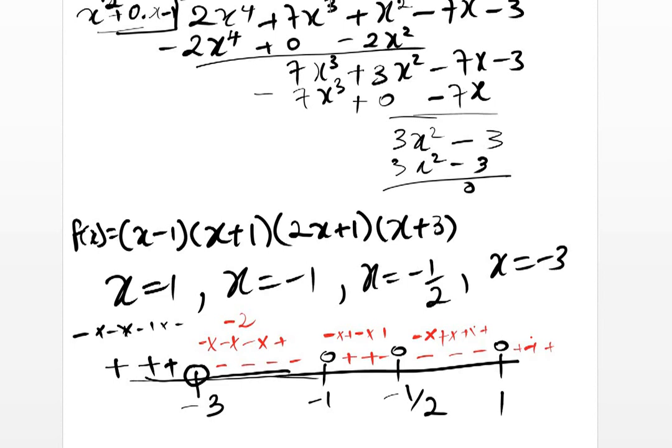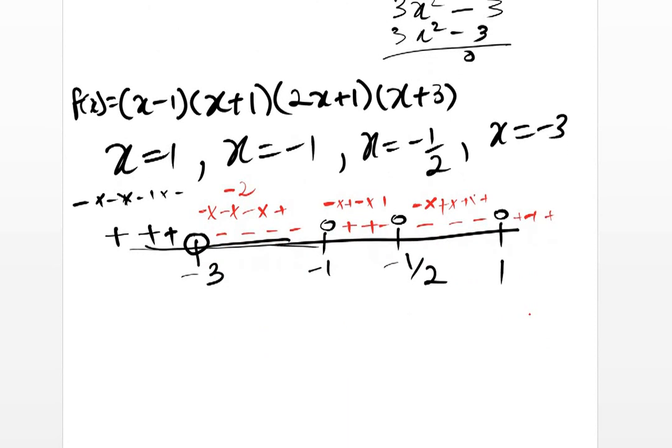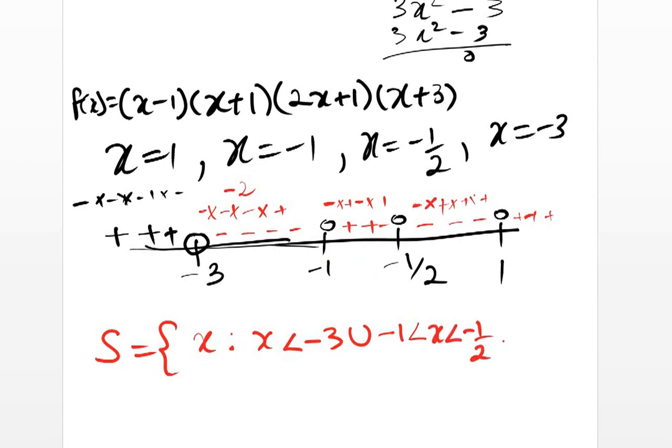So what is our solution set? They say for which it is greater than 0. So our solution set will be where we have positive: x such that x is less than -3, union -1 less than x less than -1/2, union x greater than 1. So that is our solution set.